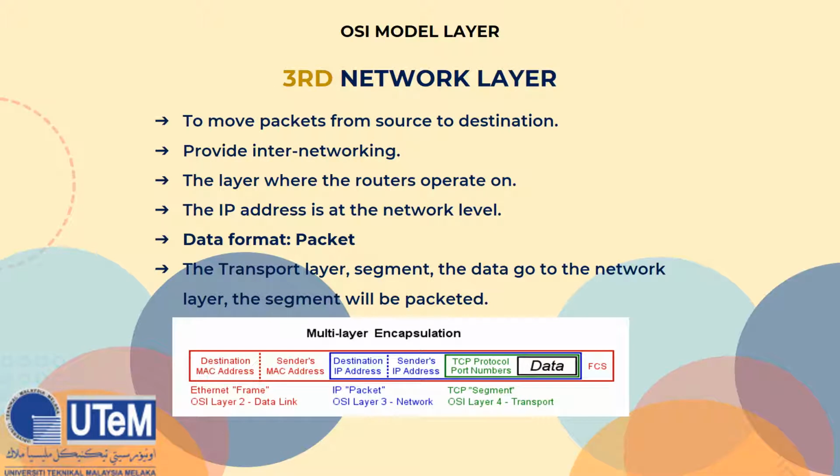Network layer. The main role of this layer is to move packets from source to destination and provide internetworking. This is the layer that routers operate on. Since routers operate at the network level, we can say that the IP address is at the network level. The data format for the network layer is the packet. The transport layer's format is the segment; when the data goes to the network layer, the segment becomes a packet.